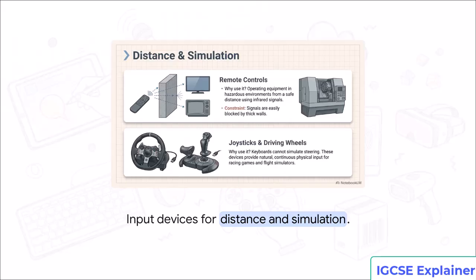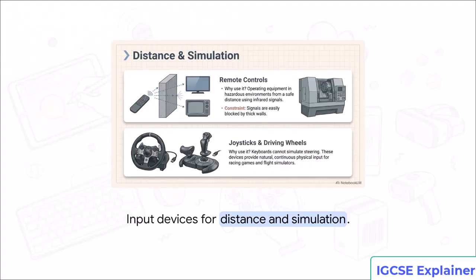Sometimes the physical world dictates exactly how we must interact. Remote controls use infrared signals to let us operate equipment from a distance, which is a total game changer if you need to safely control machinery in a hazardous environment. Though, yeah, they are constrained if a thick wall blocks the signal.